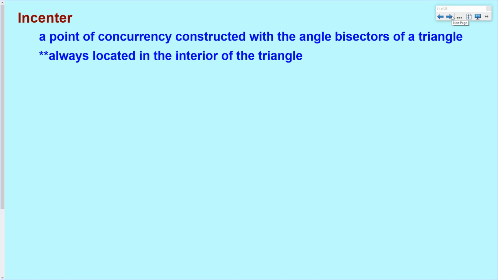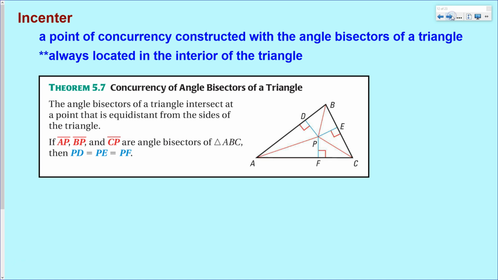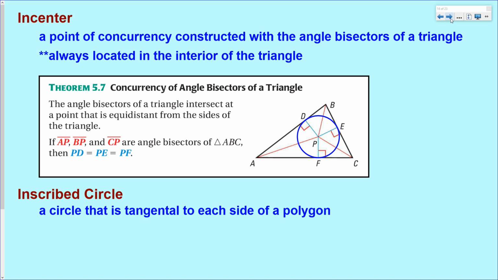And that brings us to some of the properties of the incenter. First off, a definition: a point of concurrency constructed with angle bisectors of a triangle. That will result in it always being located in the interior of the triangle, and our book gives us a little theorem to help us out. The important part of that theorem is that the distances between the incenter and the sides of the triangle are all equivalent. And then lastly, I showed you in the construction there that it is possible to inscribe a circle inside of the triangle. Using these, we can of course do some more geometry problems.